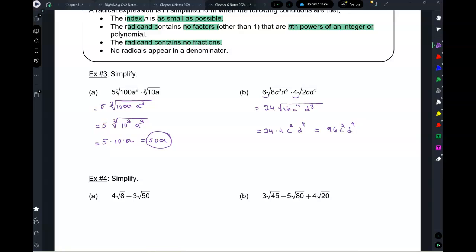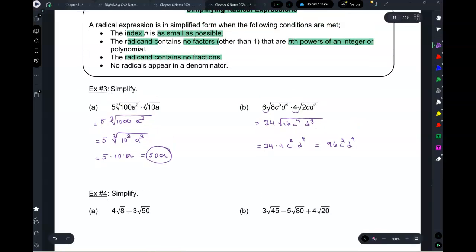Huh? Because it's not even odd. Okay. Yeah. Okay.